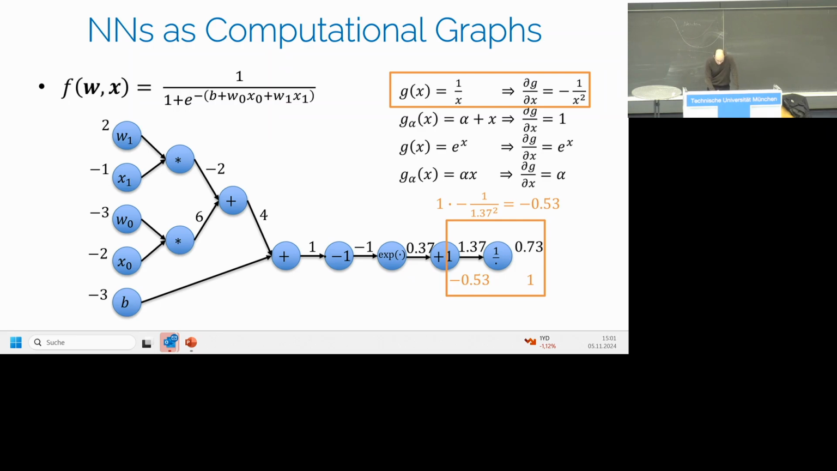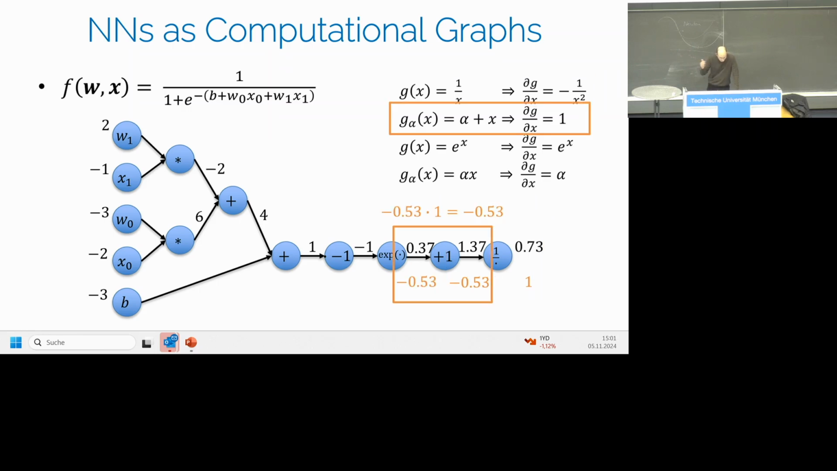And so this is from the forward pass. We know what x is coming in, and so we know what the value of x is. We can plug that in here, get -1 over 1.73 squared. We multiply this by 1, we get minus 0.53, and then we can do that for the next node. This is the plus 1. That's this node, and we see for the derivative of this plus 1, derivative is just 1. So that means we just keep the minus 0.53, multiply by 1, we get the minus 0.53.